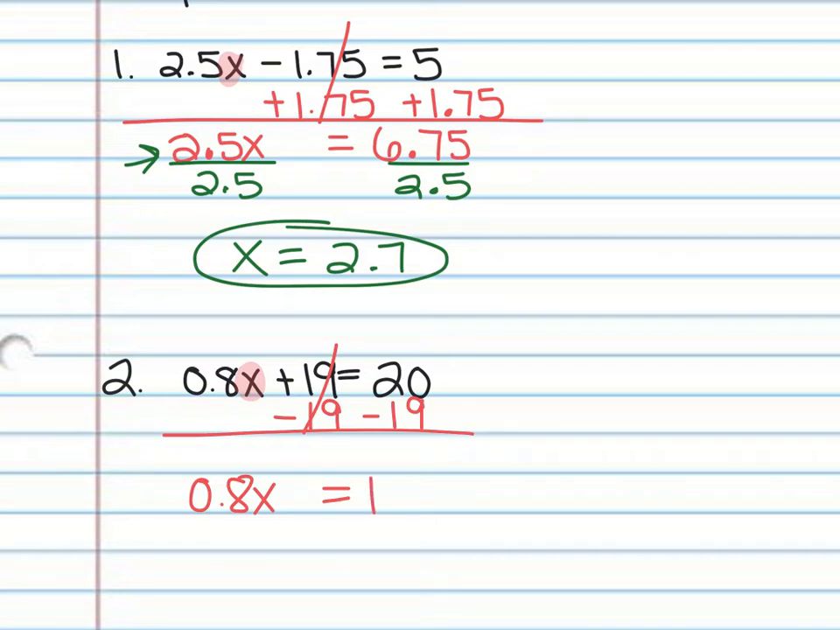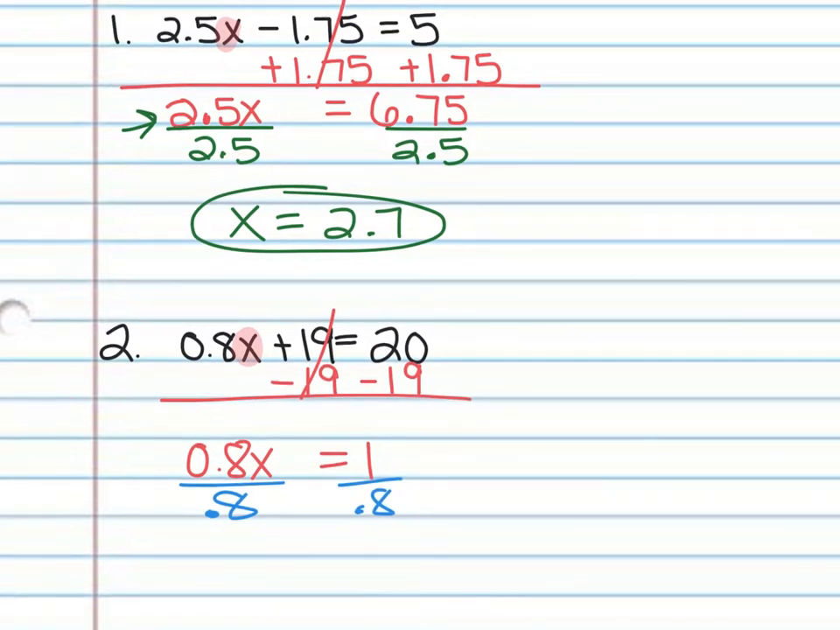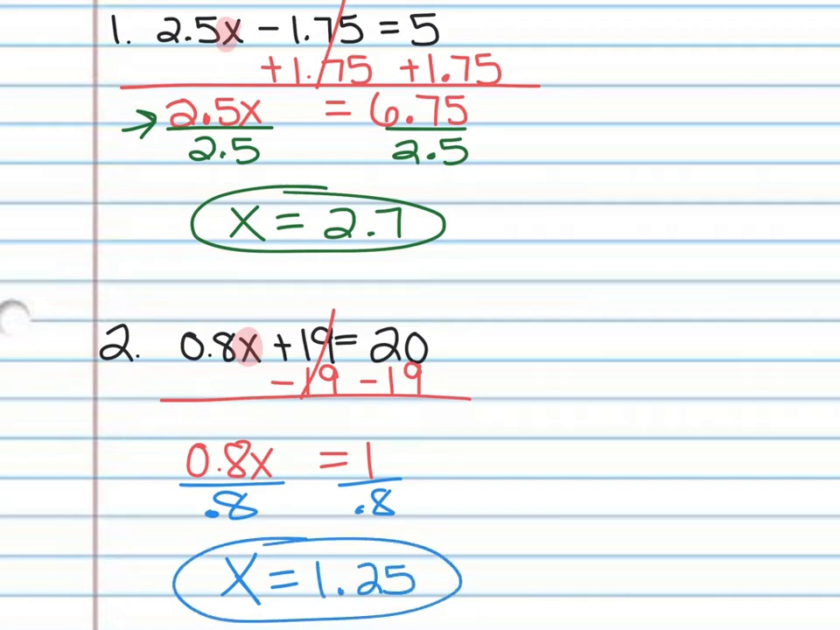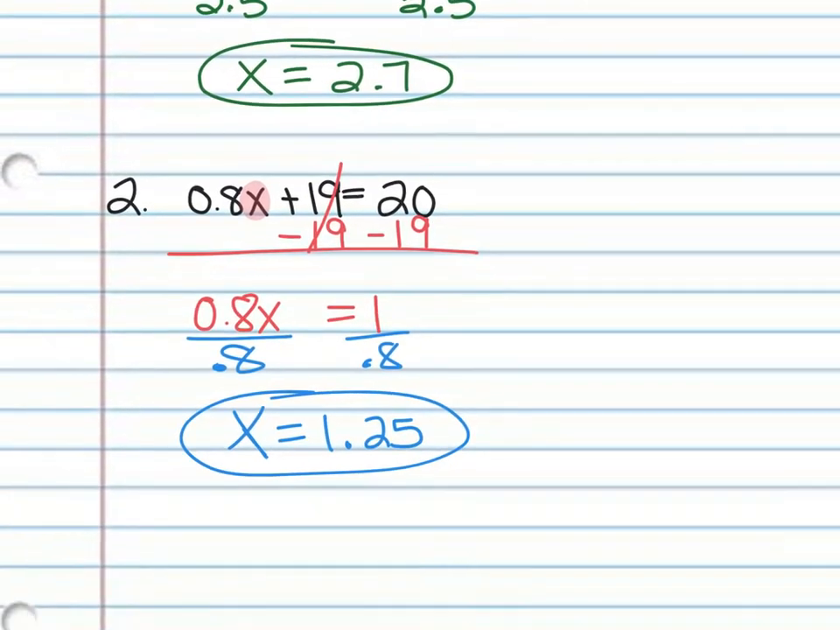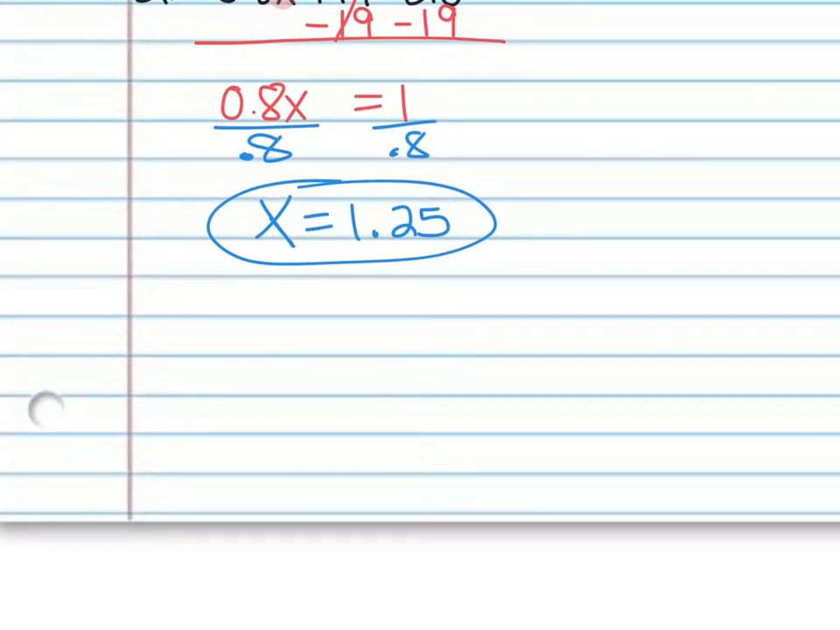So same thing here, 0.8 is being multiplied to the x, so I need to do the opposite and divide by that 0.8. And when I do that, use your calculator, 1 divided by 0.8, I get 1.25. Use your calculators. Alright, one last question today.